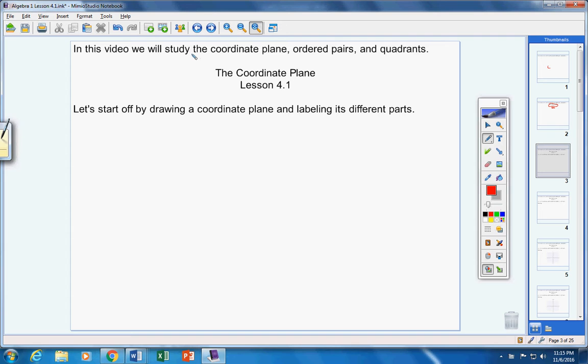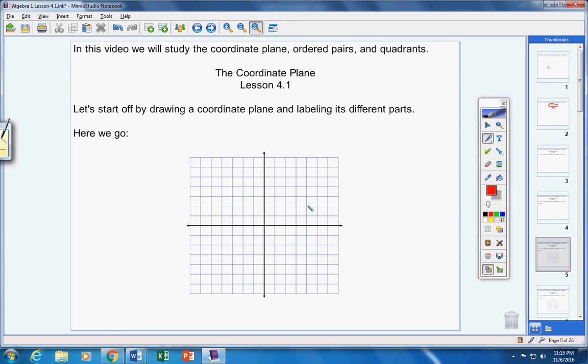Now it's going to take you a couple minutes to draw a coordinate plane in your notes, but I want you to do that, and I want you to do a very good job. It doesn't have to be perfect, but I want it to be done very well, okay? So here we go. Go ahead and copy this down. You'll want to pause the video, draw a coordinate plane, and then restart the video.